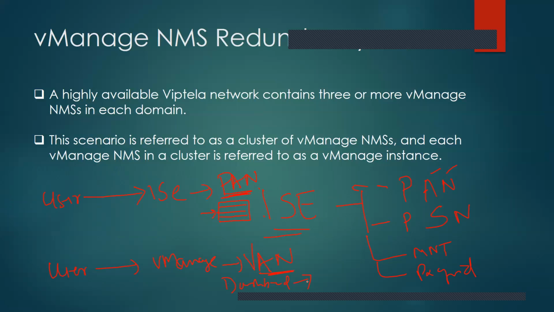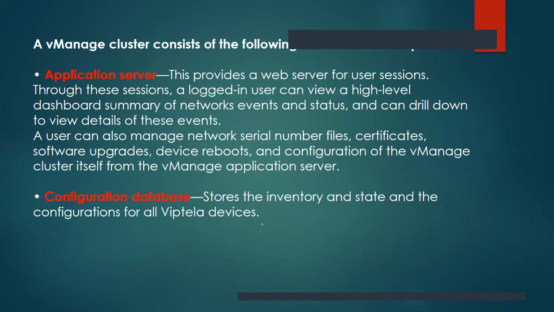Correct? So you'll find that inside vManage there are different types of components. Let's check them. Here you can see that vManage has something called an application server. This is nothing but a web server, that means front end. For example, if you log in to https cisco.com, this is the Cisco web page, correct? This is nothing but the customer-facing end, or front end.